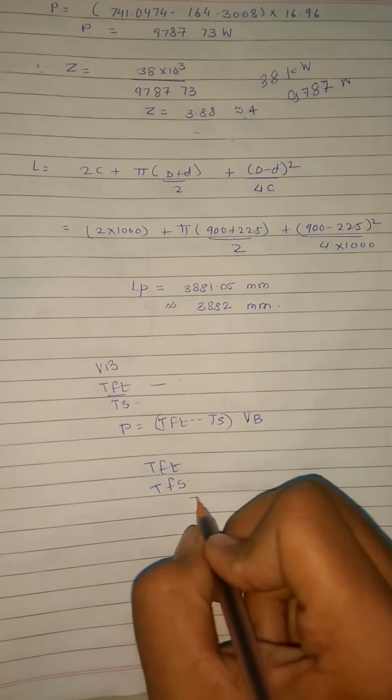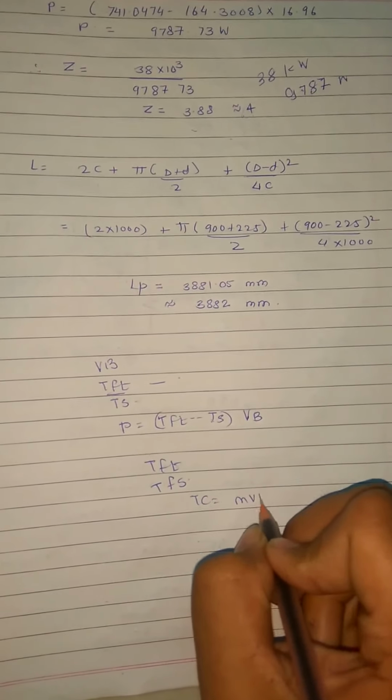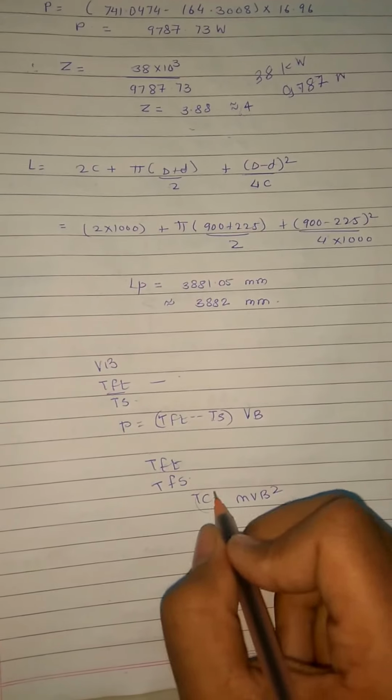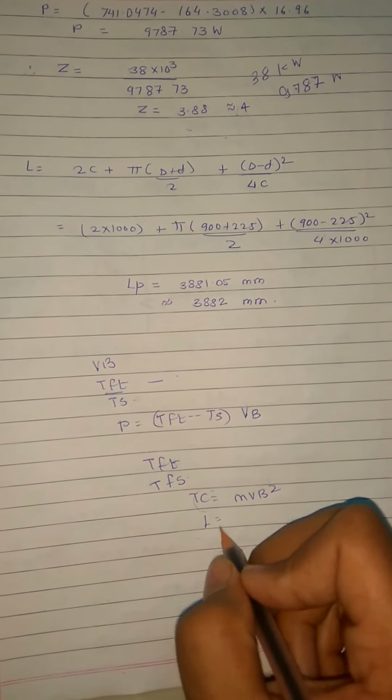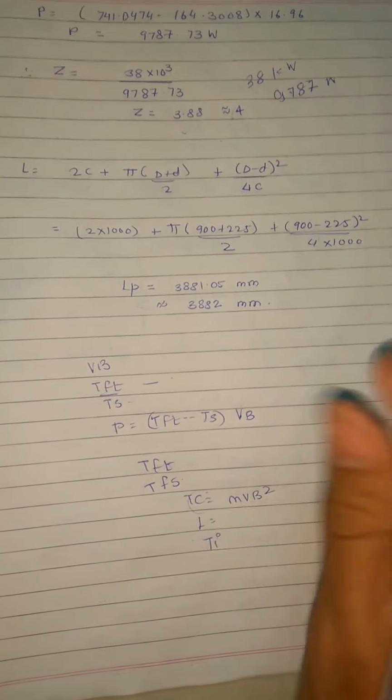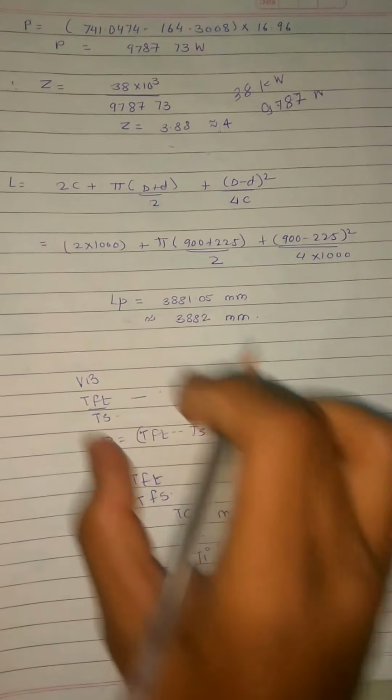Next, TC is equal to m VB square. We get a value of TC. Then we find out the length and initial tension. This is the process to find out or design a belt.